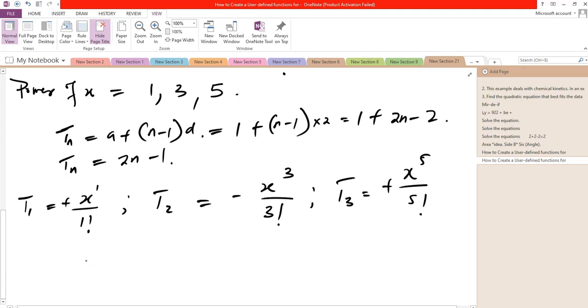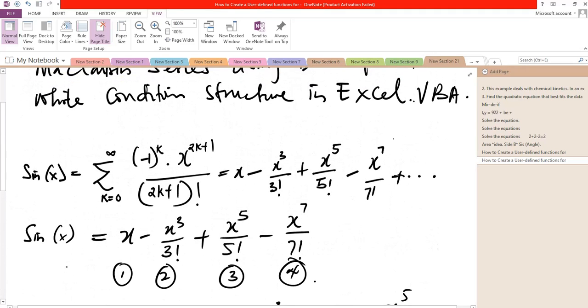Now if you study the terms critically, let's look at it from the beginning. The first term has a positive sign, the second term has a negative sign, the third term has a positive sign, the fourth term has a negative sign. Now it shows that in terms of term numbers, the even terms, the second, are negative, while the odd terms are positive.